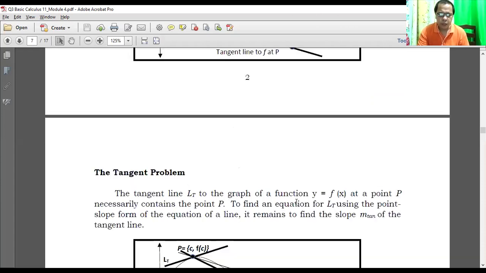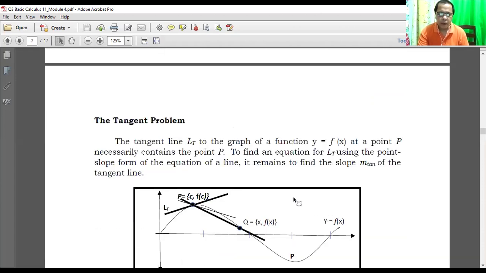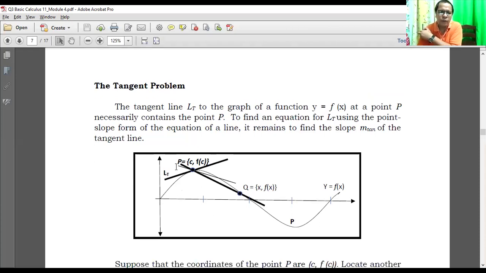Now, the tangent problem, kung tanawon ninyo. So, assuming that the P here, ating kaning point P, naa siya coordinates nga C and function of C. And remember, kaning C, let's say, it could mean a constant. C here is a constant. It could be a value of x-axis. And this f(C) is value of y, y-axis point. So coordinates man siya, naa siyay tangent line.